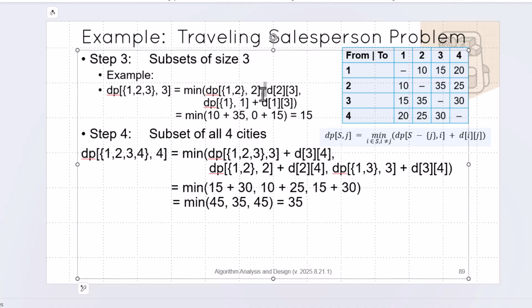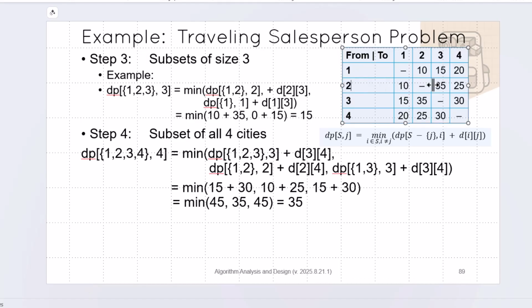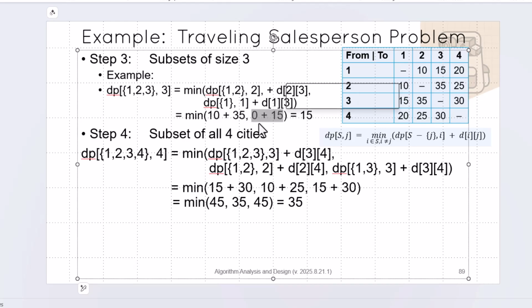You know what? I think that's supposed to be a plus, right? Yeah. Okay, so we have the d of 2, 3 is our 35. And the minimum ends up being the minimum of 10 plus 35 and 0 plus 15. So it's 45 and 15, the minimum's 15.